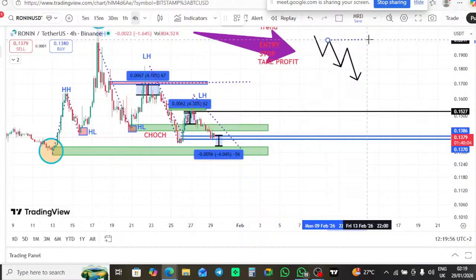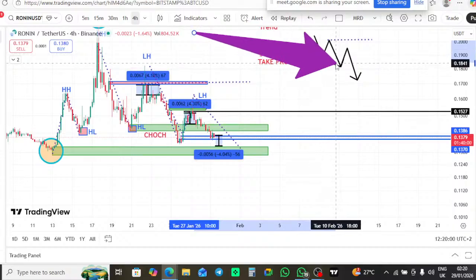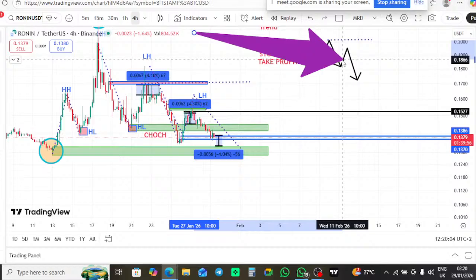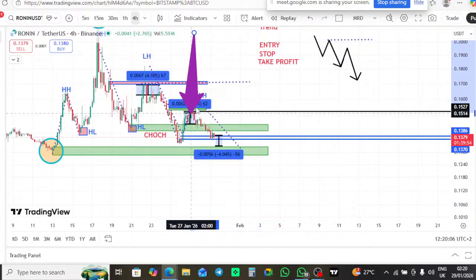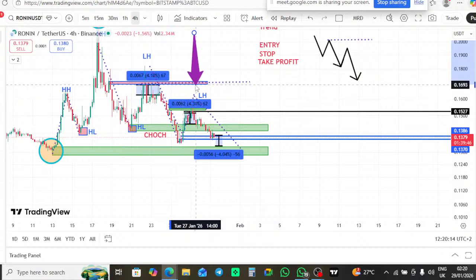Do you see the distance now? The distance is too long from here to here. The stop loss will be much. It is the same here now. When you enter at the bottom here, immediately after forming the change of character, the stop loss will be too big.